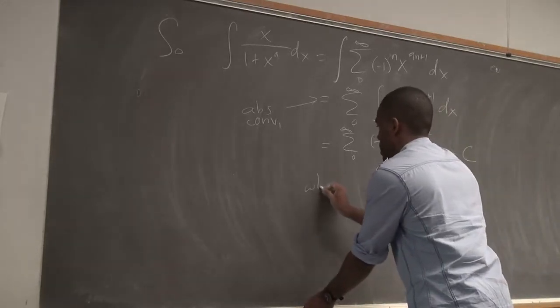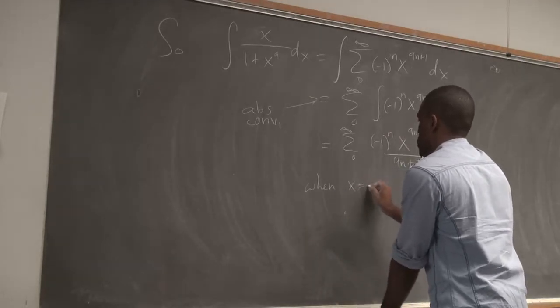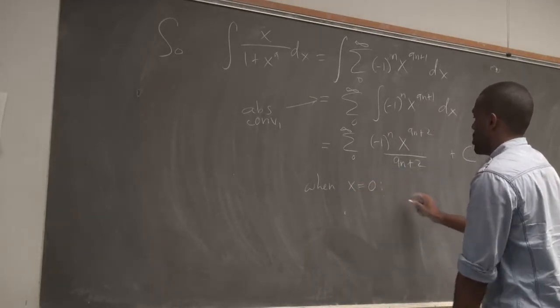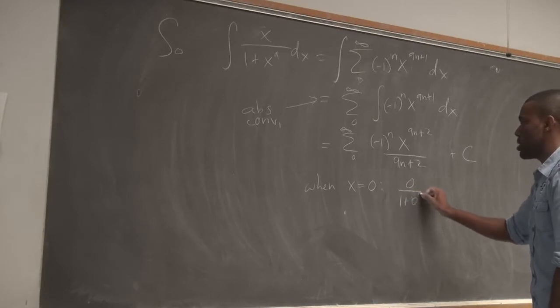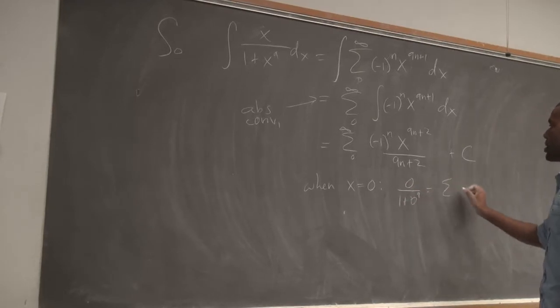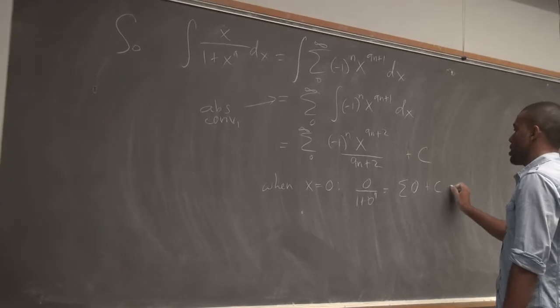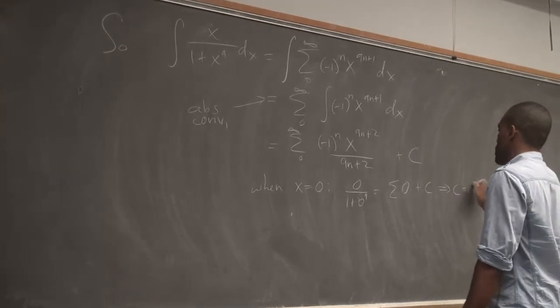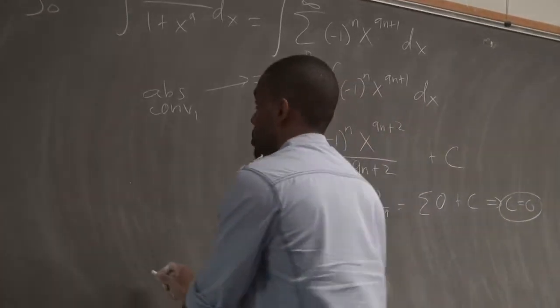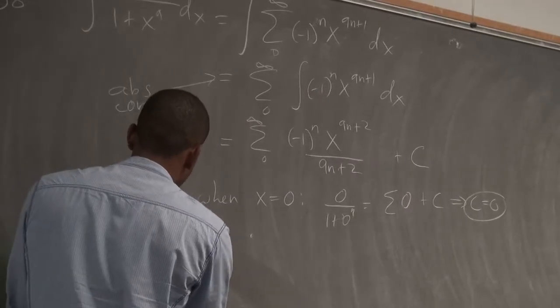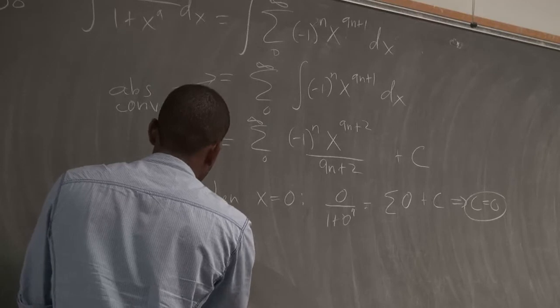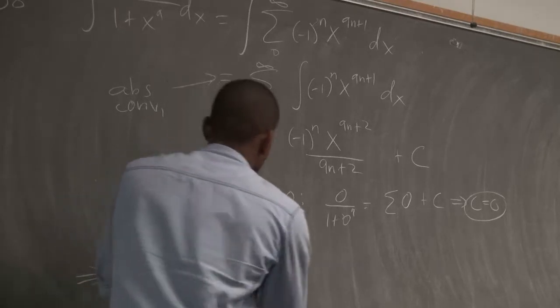And when x equals 0, you would get 0 over 1 plus 0 to the 9, which is equal to this series at 0 plus c, which means that your c is 0 in this case, which means that your antiderivative of x over 1 plus x to the 9 dx is equal to just the series.